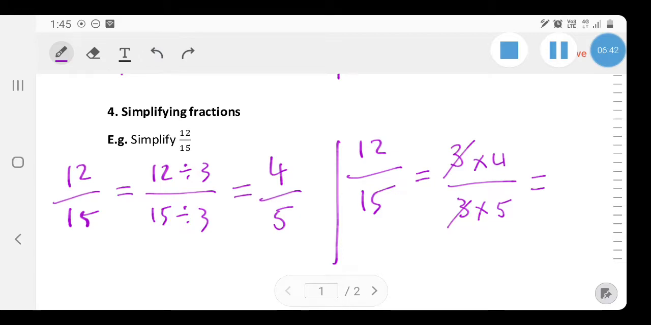All right, why can I cancel those out? Well, what does it actually mean to cancel out? By crossing out those two 3's, I'm doing 3 divided by 3, which equals 1 over 1, or 1, okay? And 1 times 4 is 4. 1 times 5 is 5. So the answer is 4 over 5, 4/5. Okay, so there's a couple of ways of thinking about simplifying fractions.